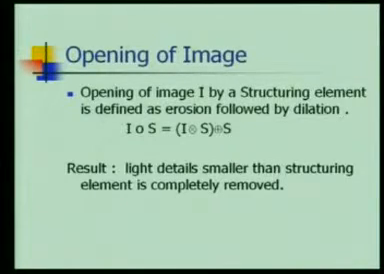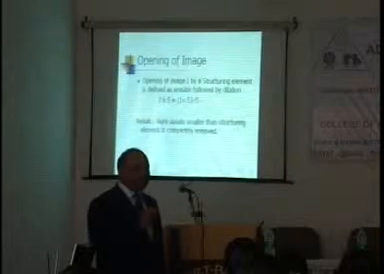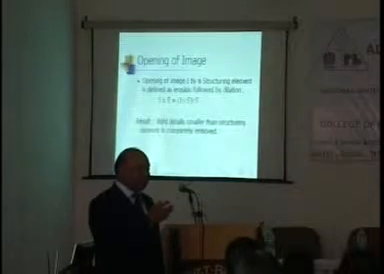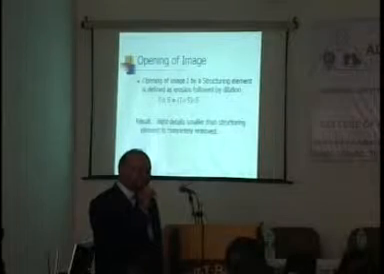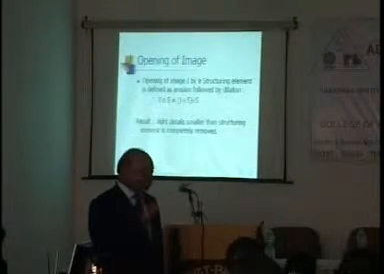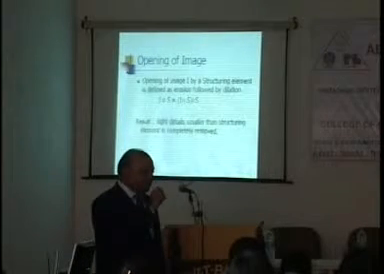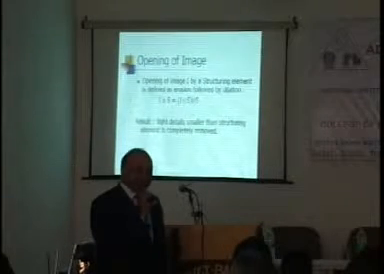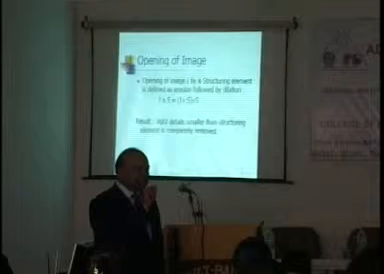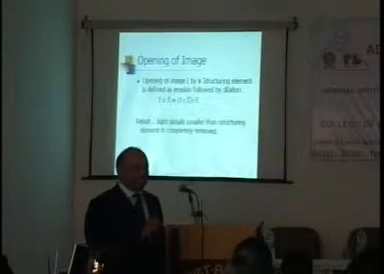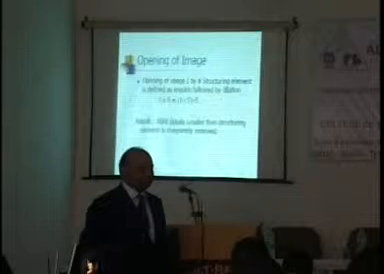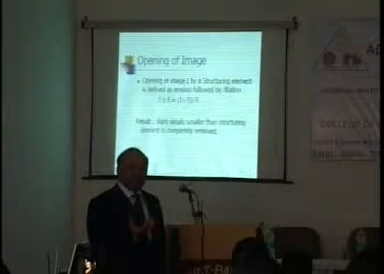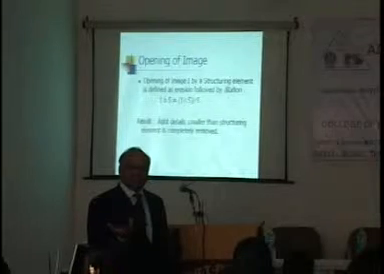Say opening of an image I by a structuring element is defined as erosion followed by dilation. Erosion followed by dilation. See, in erosion and dilation, the nature of the tissue structure in the original image has changed. In one case we have eroded, in another case we have dilated. So the original shape has changed. I want that the smallest, lower size black and white spots having shape near to my structuring element should be highlighted. Now, what I have changed is the nature of those structures.